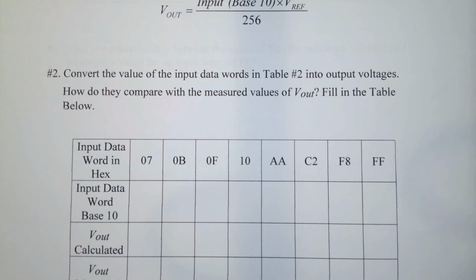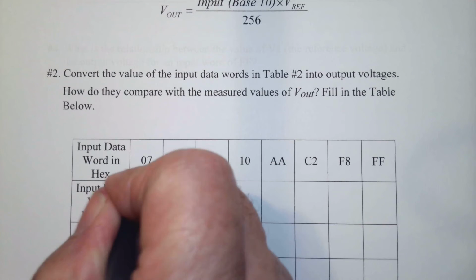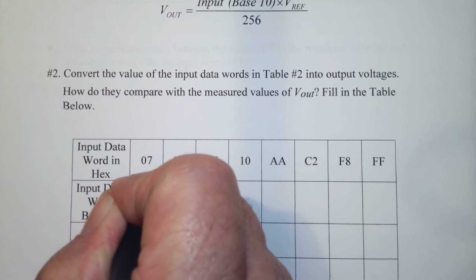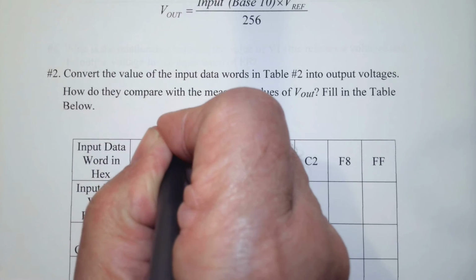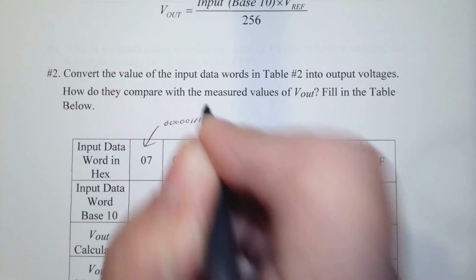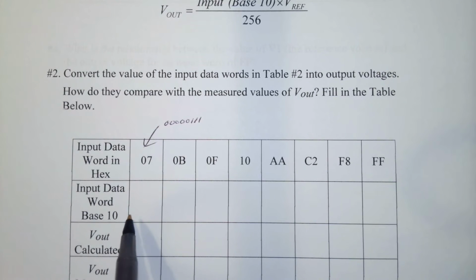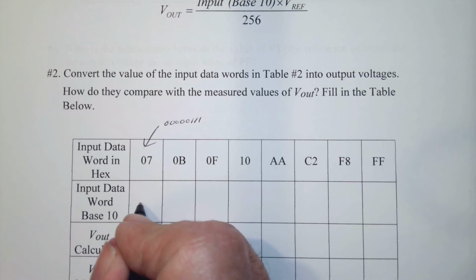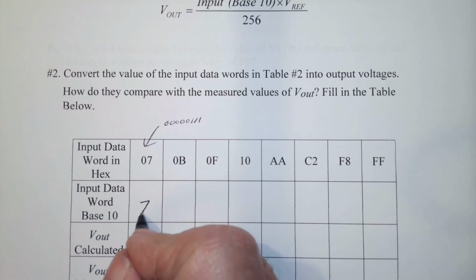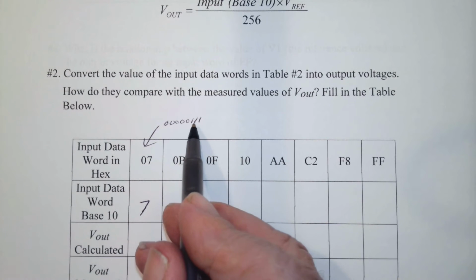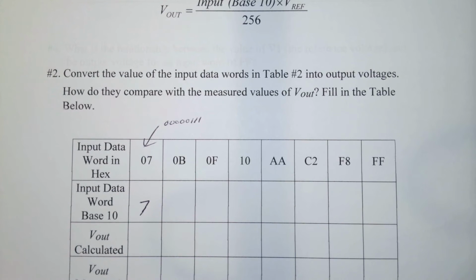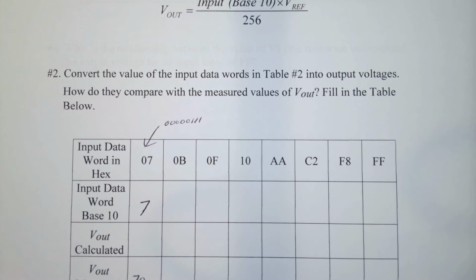So let's just take a look here. Get my pen. For 07, the input data word was 5 zeros followed by 3 ones. In base 10, that would actually be 7. Up here I got 4 plus 2 plus 1 in binary, which adds up to 7. V out measured was 70 millivolts.